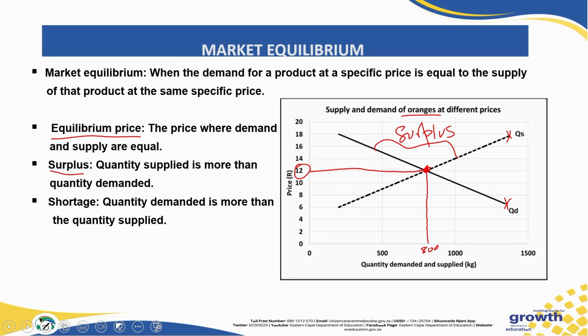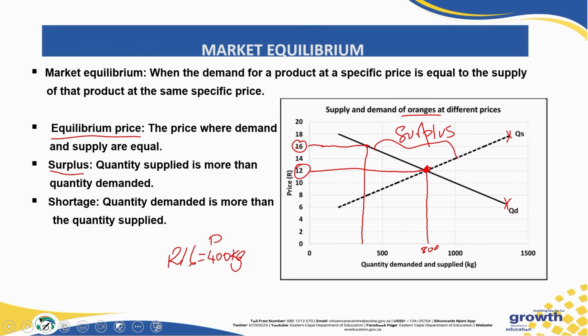Let's check the quantities now. Let's go for 16 rands. Let's go for this price. Let's check the quantity demanded at 16 rands. Let's check the demand. The demand here, this is the demand. Let's say it's 400. It's 400 kg.